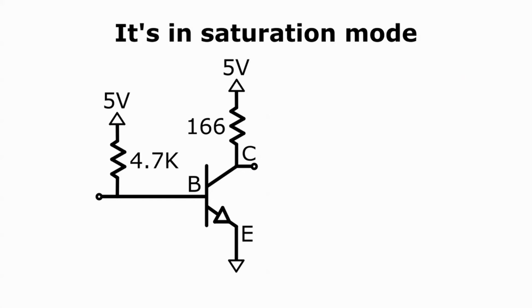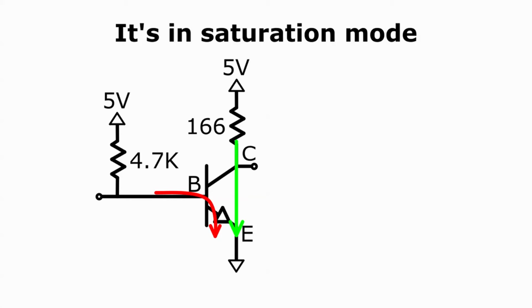A good question to ask is this: although we've shown that it's not in linear mode, how do we know that this transistor is in saturation mode and not in cutoff mode instead? Well, here's how we know. The red and green arrows show the pathways for the base and collector currents. The base current is the one that exercises control. As it increases, the collector current increases.